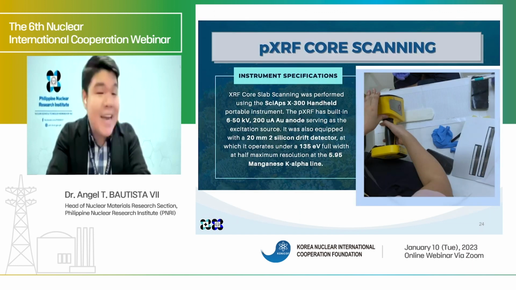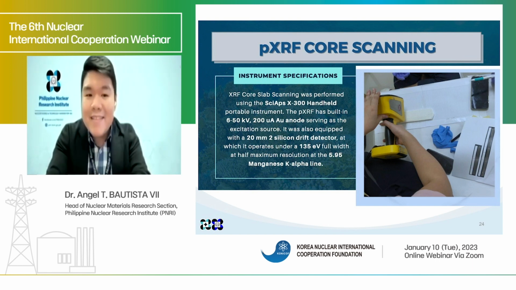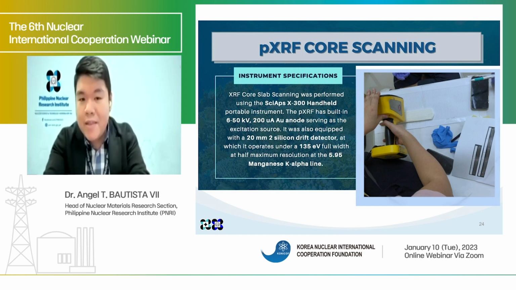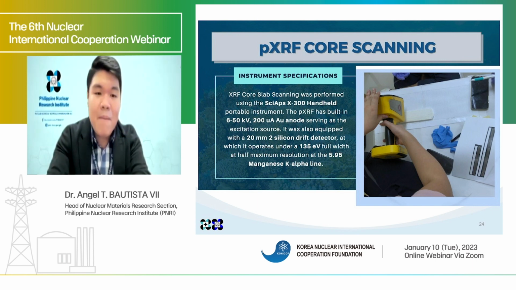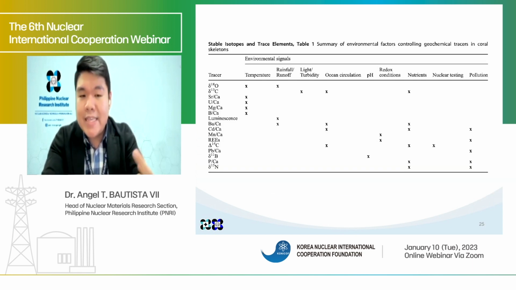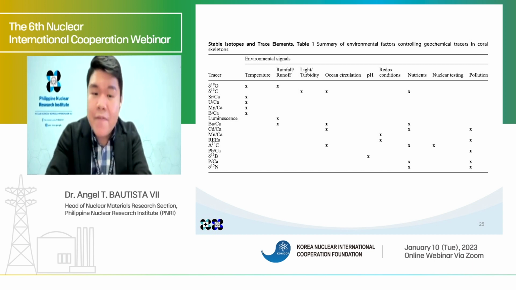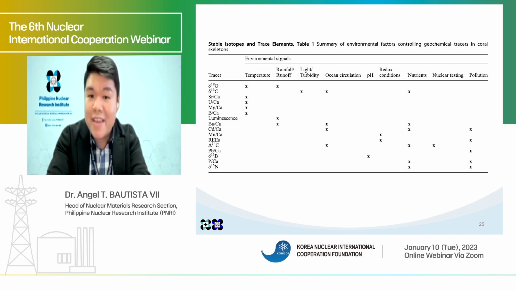For the last few slides, we also use what we call the portable XRF, or handheld X-ray fluorescence spectrometry, to determine the elemental components inside the coral. As you can see in the picture, we can read the elemental concentrations along the corals per millimeter, for example. And we can tell many things based on the elements that we looked at. We can say something again about temperature, but also about rainfall, runoff, past typhoons, past sedimentation events, past floods, light turbidity, ocean circulation, and nutrients.